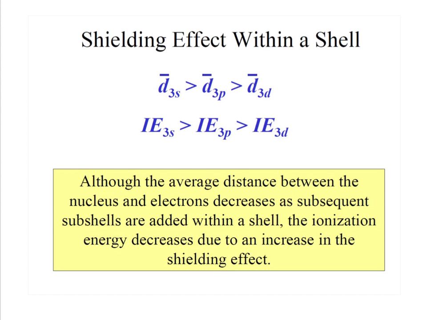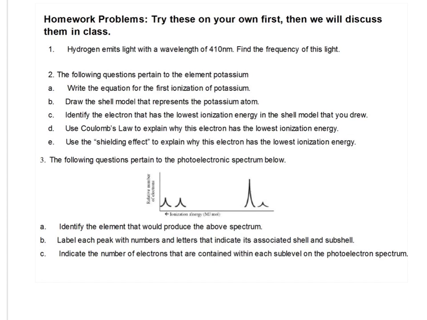Okay. So again, from Coulomb's law, we would expect that the ionization energy for an electron in 3d would be greater than that for an electron in 3p, as the average distance between an electron in 3d and the nucleus is less than that for an electron in 3p. However, the ionization energy for an electron in 3d is less than that for an electron in 3p due to the shielding effect.